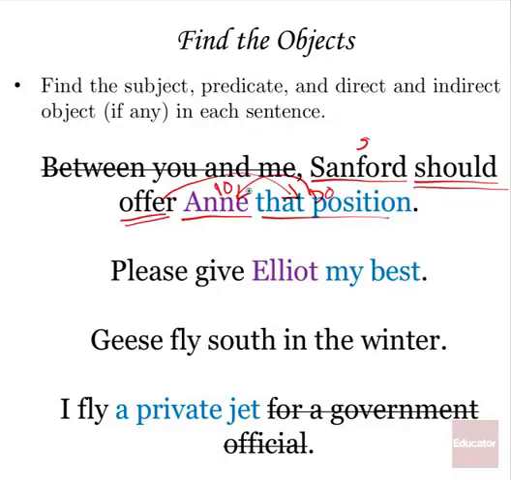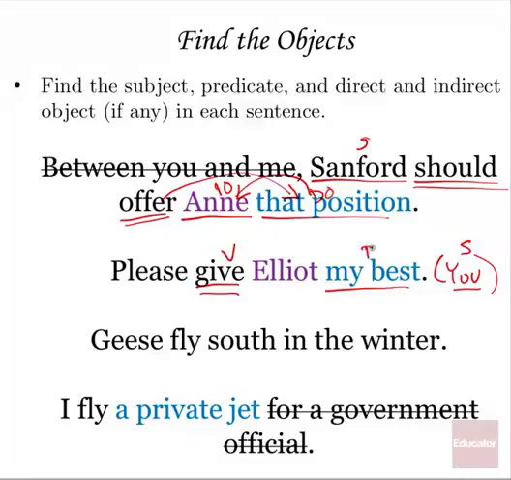All right, please give Elliot my best. Now, this is an imperative sentence. It's a command. So the subject is actually the implied you. What do you do? You give, that's our verb, Elliot my best. Well, my best is the direct object because it's receiving the actual giving, and Elliot is the indirect object because he is receiving the best.